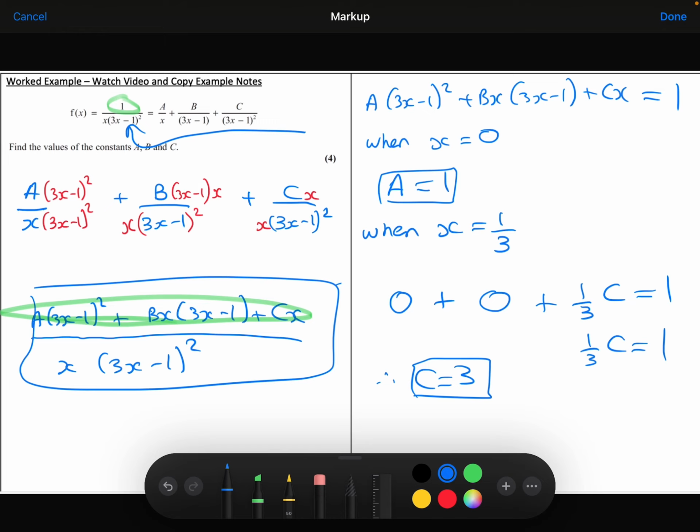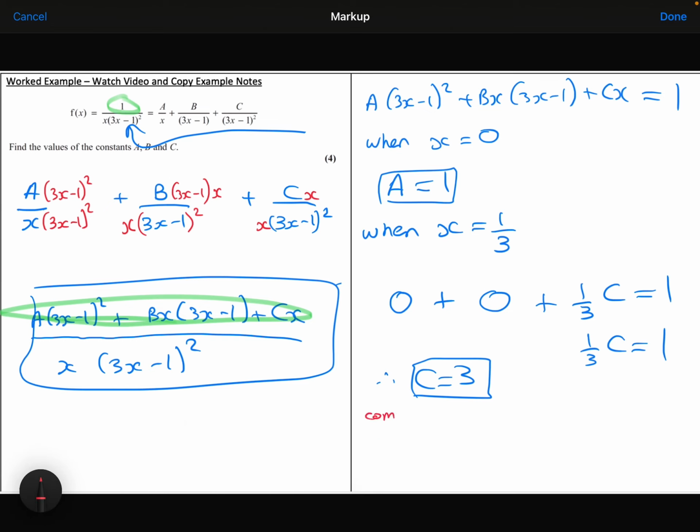So far I have figured out that a is 1 and c is 3. I don't know what b is yet. And with my previous trick of using a substitution, there are no other options to help me work out b. There's no value of x that I can substitute that would make the a term and the c term disappear that wouldn't make the b term disappear. So I need to use a different technique. Well, the technique I'm going to use is comparing coefficients.